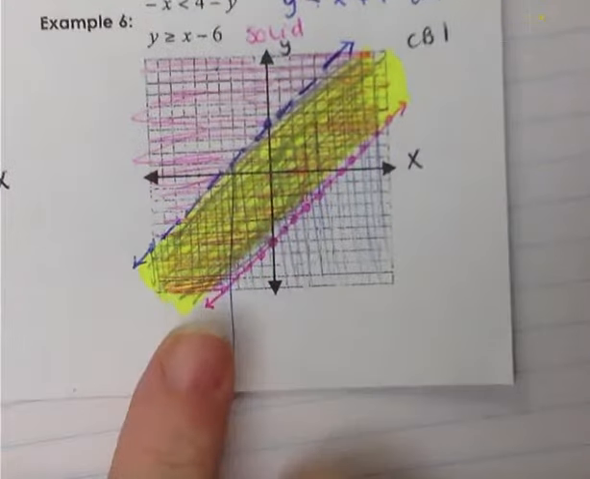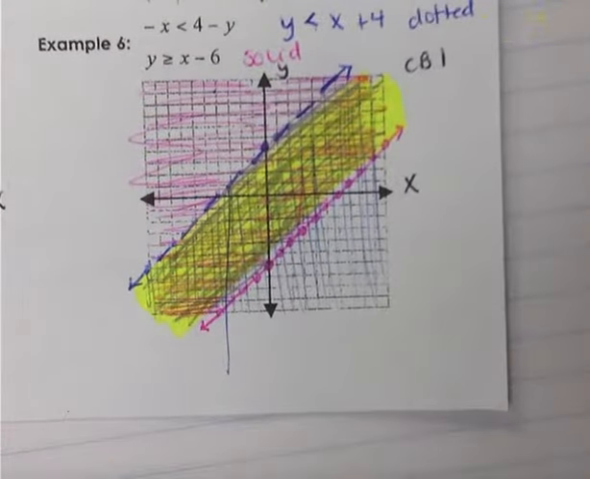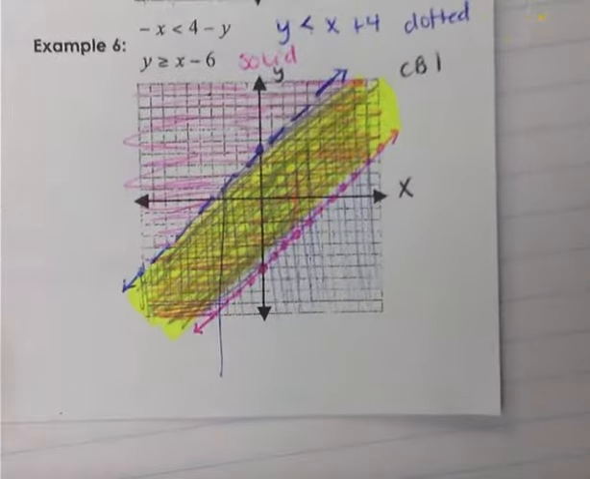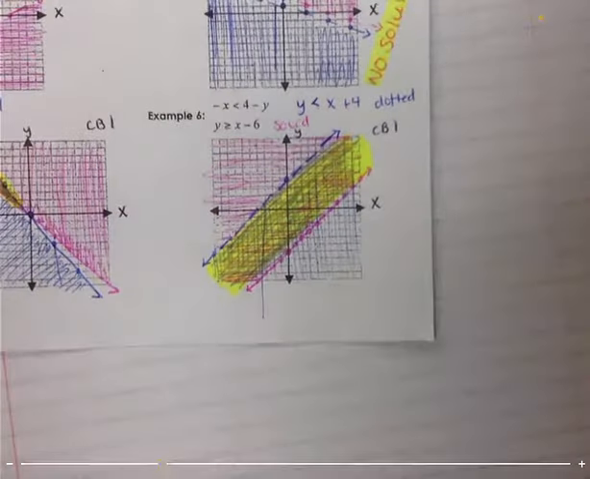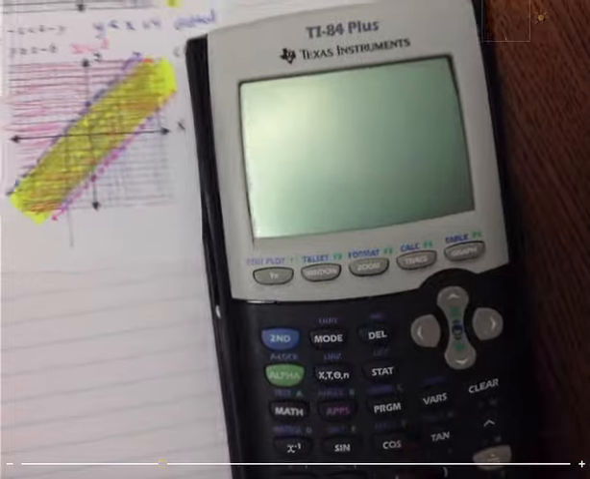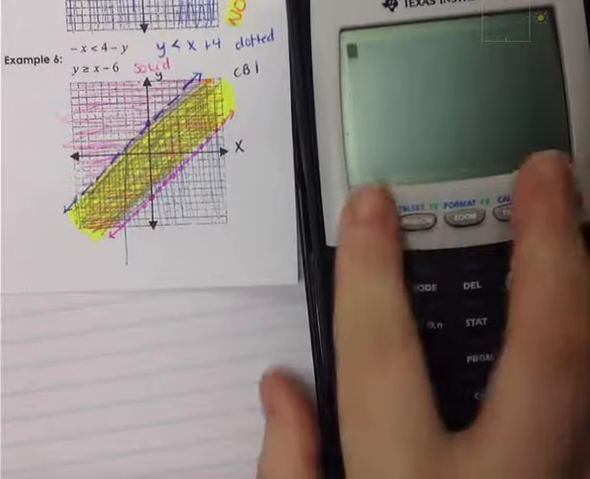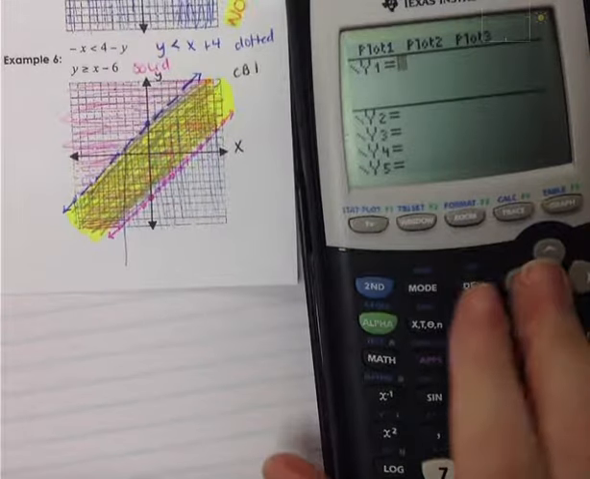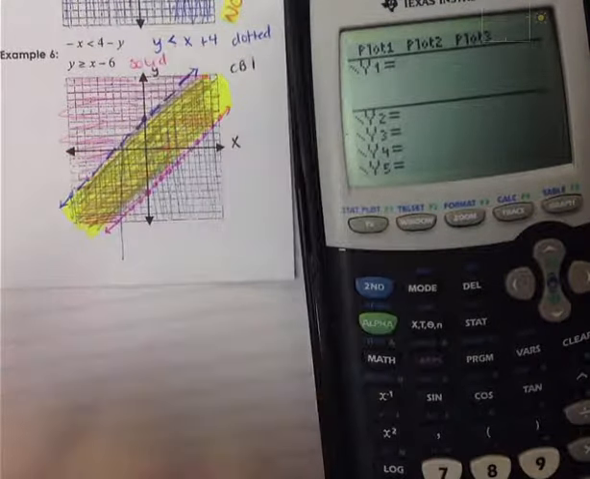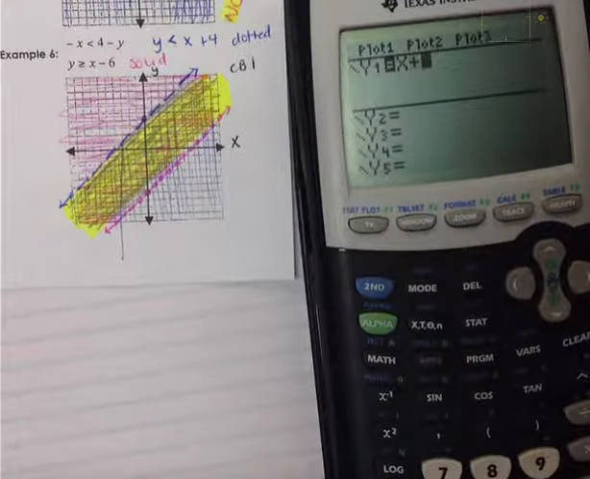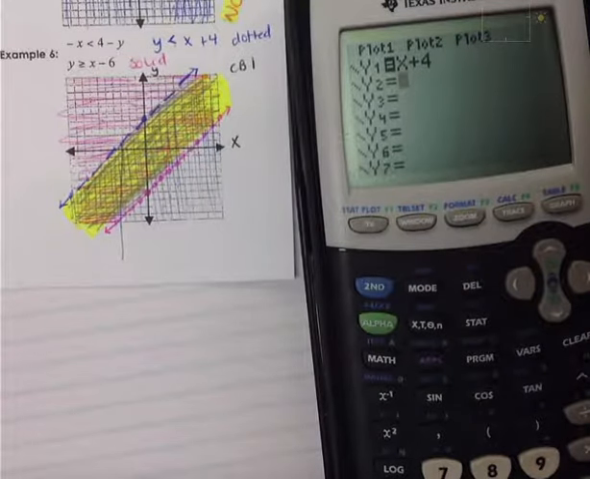I do want to show you this last example in the calculator to show you what it would look like if you were shading them in the calculator. So you still need to get your inequalities in slope-intercept form. So we put them in there in slope-intercept form. So I have x plus 4, and then my second one would be x minus 6.